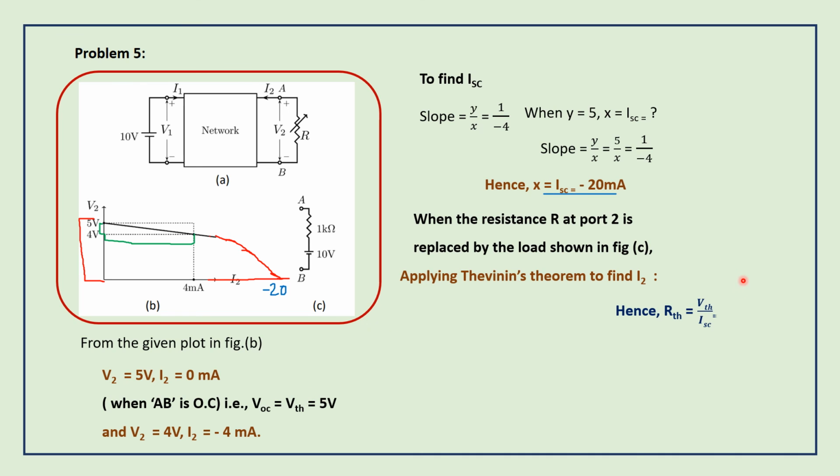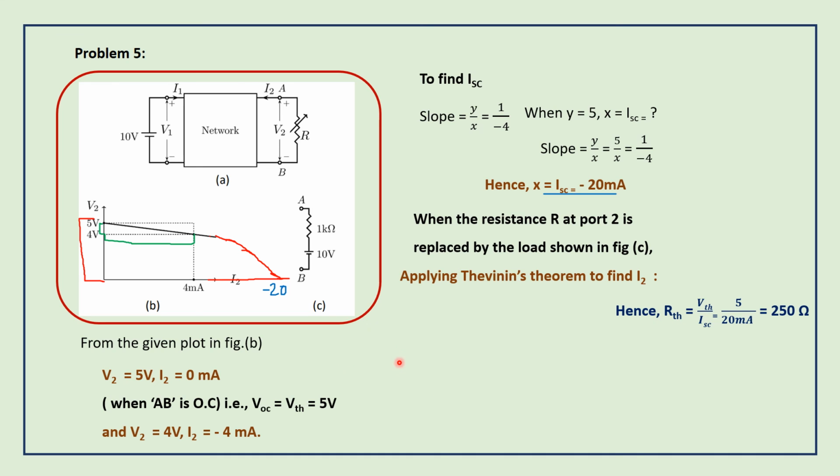Thevenin's resistance is nothing but the ratio of Thevenin's voltage to the short circuit current. Thevenin's voltage we have found out as 5 volt and short circuit current is 20 milliamps. For the resistance, no need to consider the negative. So 5 by 20 milliamps, 5 by 20 is 1 by 4, that is 0.25, 0.25 into 10 power 3, 250 ohms. So we have found out the Thevenin's resistance.